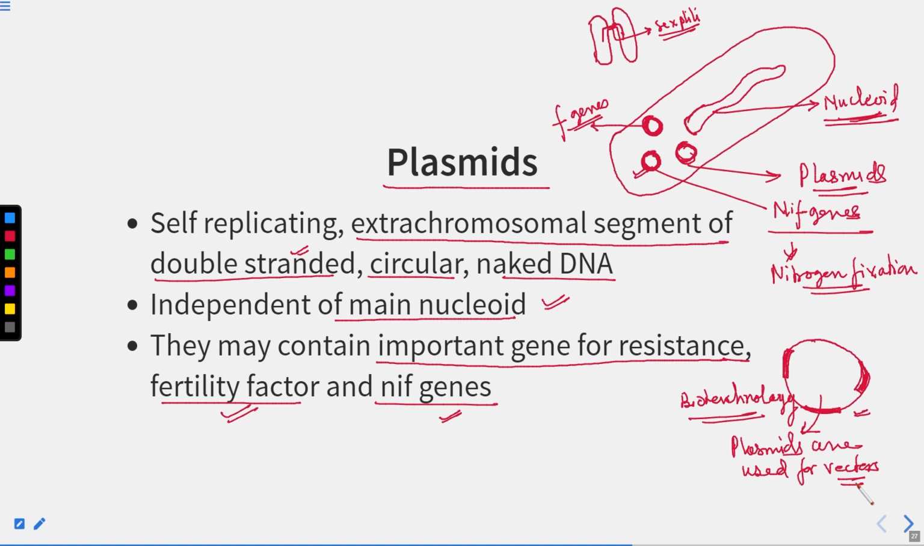But here you have to remember the plasmid: it is an extrachromosomal segment of double-stranded circular naked DNA. Okay, and it is self-replicating. It can replicate itself.